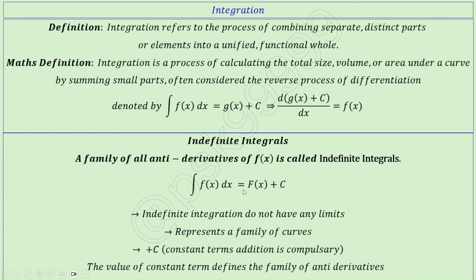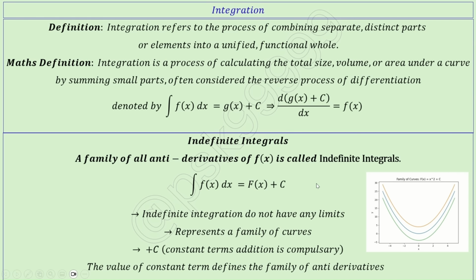Suppose, for example, capital F of x is x square plus c. By varying the value of c, I get curves like this. All look similar, but they are shifted along the y-axis. There will be a shift of the curve. This is the difference this constant term makes. That's why we call it a family of curves or family of functions. So the family of curves of f of x, which is x square plus c in this case, this is how it looks. Hope you understand the basic definition of integration.